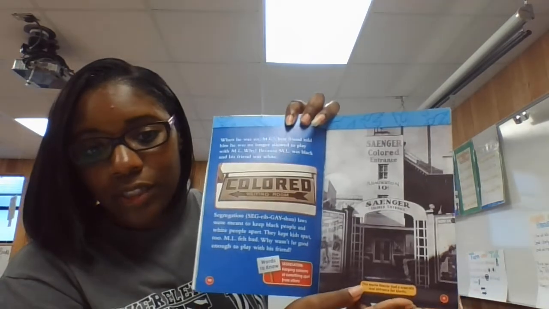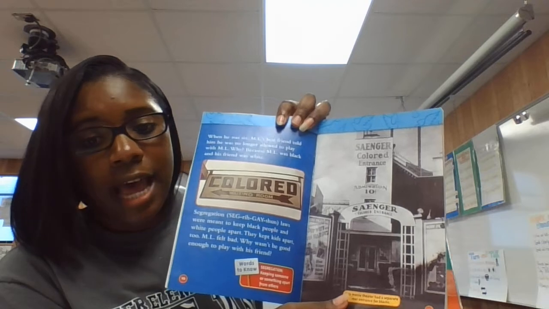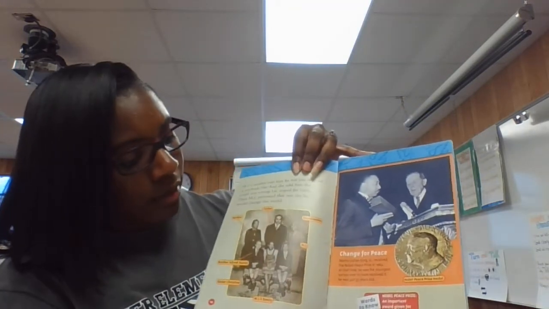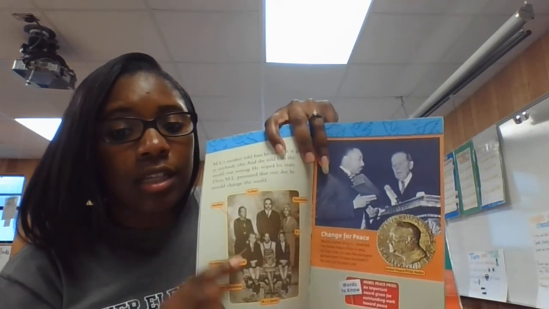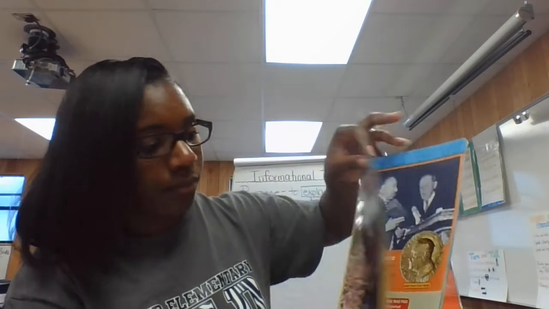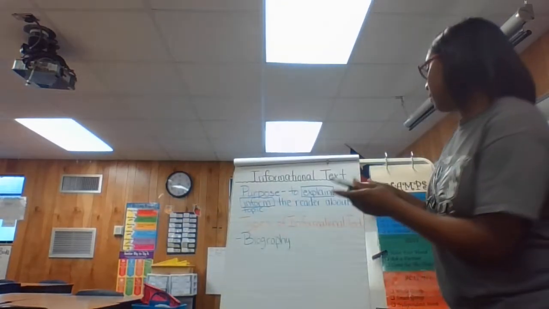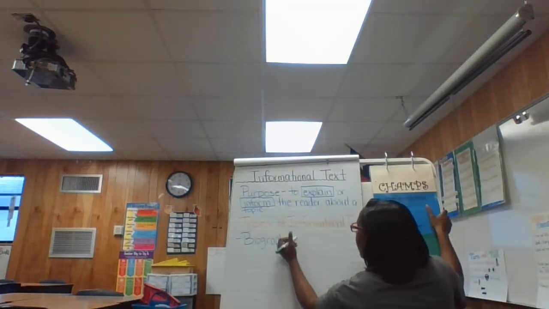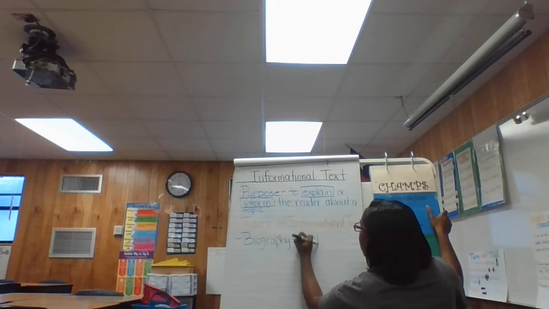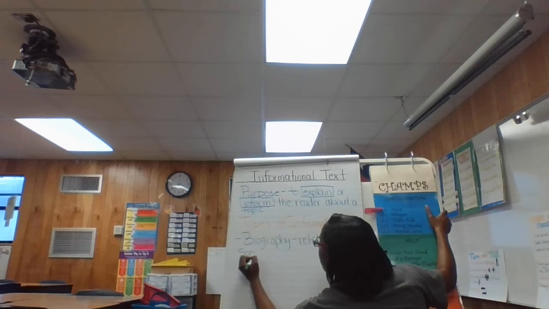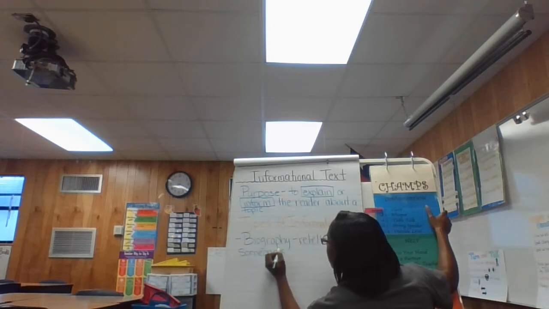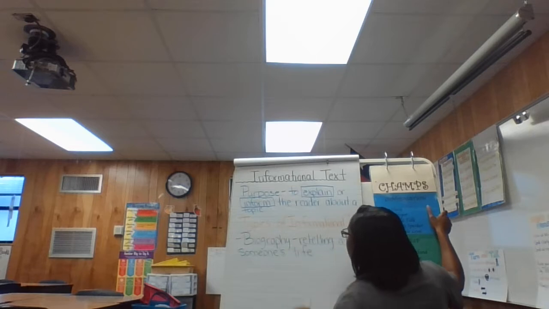But look, it still has text features. It still has photographs and captions. There's another photograph, and it has labels. It's telling you the different people in the picture. So let me write that. A biography is the retelling of someone's life.